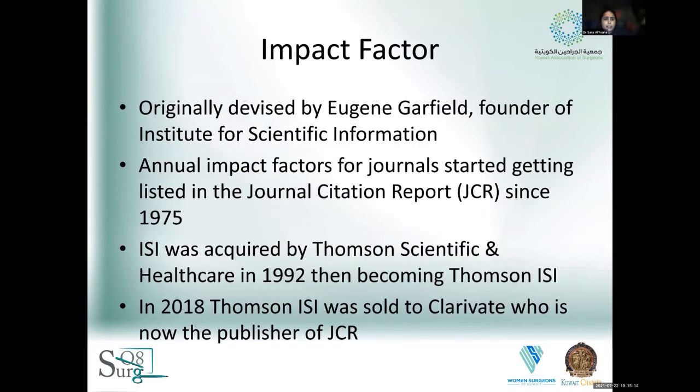So what is the impact factor that we've been referring to over and over again, and that you'll see people talk about? It's basically just a scoring system. It was devised by Eugene Garfield, who founded the Institute for Scientific Information, ISI. It's a score that's released annually for journals, and it's been listed in the Journal Citation Reports since 1975. ISI was then acquired by Thomson Scientific, and it became Thomson ISI, and recently they sold it to Clarivate. So now Clarivate is the publisher of the Journal Citation Reports.